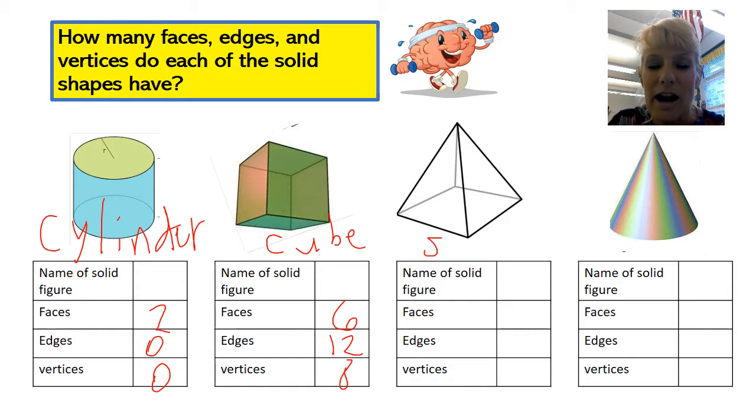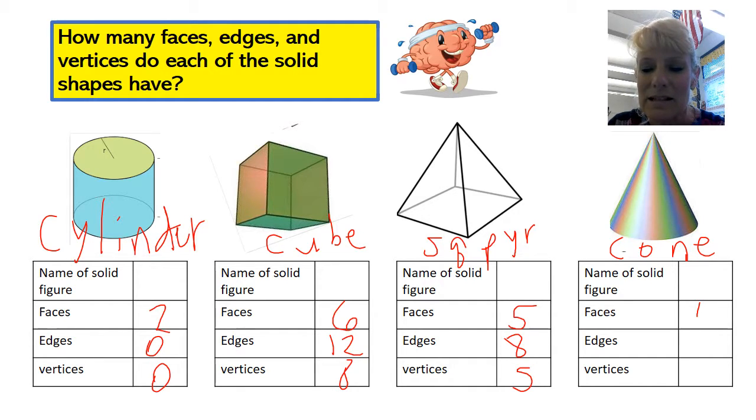This is a square pyramid. All right, a square pyramid is going to have 5 faces. It is going to have 4, 5, 6, 7, 8 edges, and it's going to have 5 vertices. This is going to be a cone, and a cone has 1 face. It has 0 edges and 0 vertices.